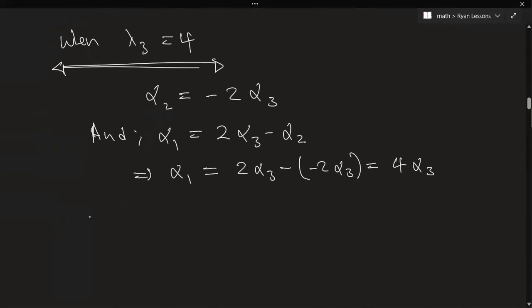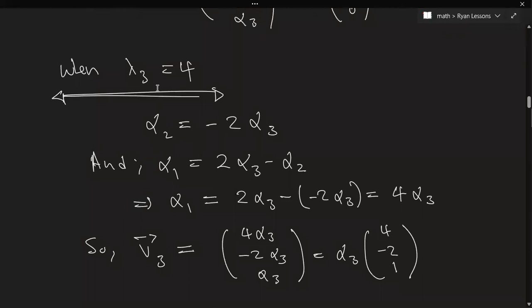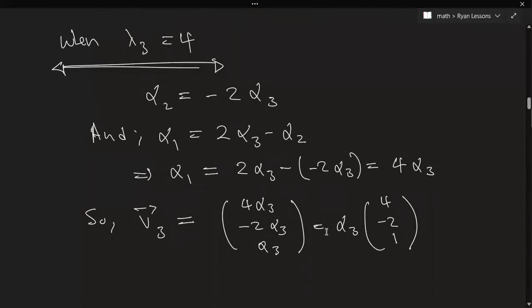So what does that mean? It follows that V3 is going to be alpha 1, which is 4 alpha 3, and alpha 2, which is negative 2 alpha 3, and alpha 3, which is just alpha 3. Factor out alpha 3, what remains is 4, negative 2, 1. So that's our eigenvector. So now we know our eigenvalues and their corresponding eigenvectors.